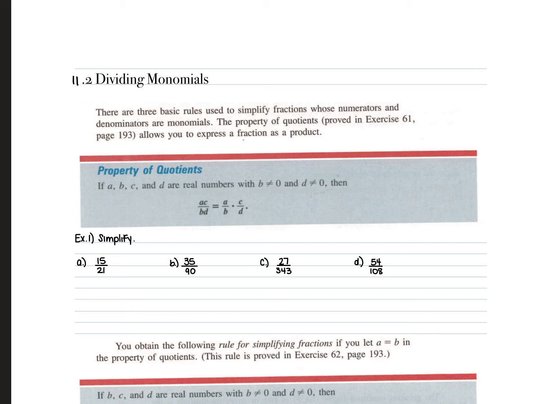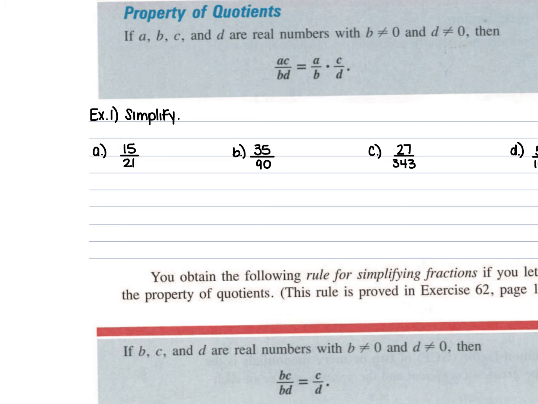11.2 goes over dividing monomials. When we are dividing these, we're going to start by just simplifying our fractions that we have here. So if we look at example 1, we have for A, 15 over 21. We're just simplifying. These are both divisible by 3, so we would divide both of them, the numbers, by 3 to give us 5 over 7.